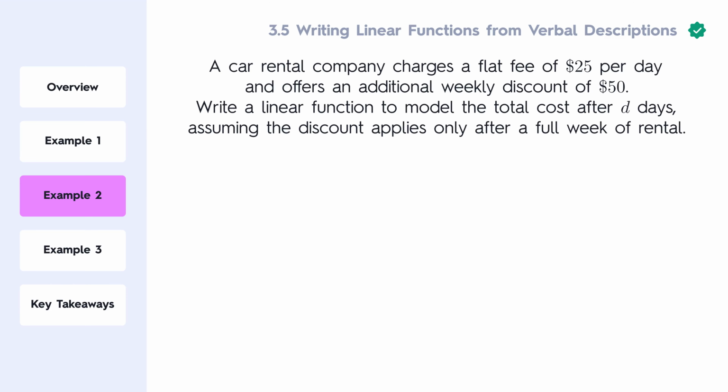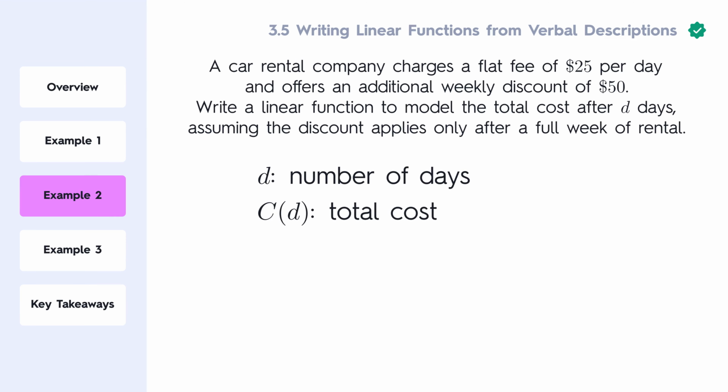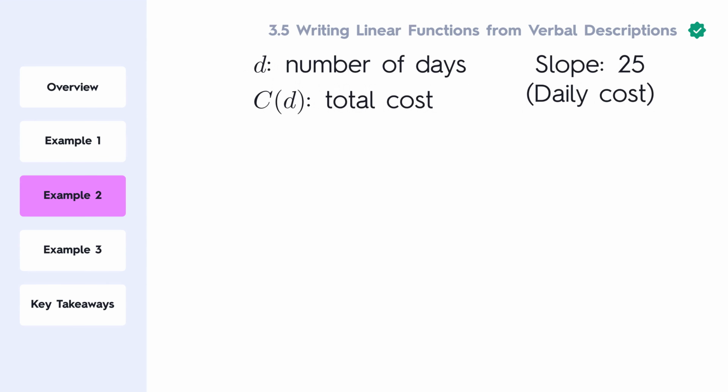Just like in the first example, we start by defining the variables. D represents the number of days you rent the car, and C of D represents the total cost after D days. The daily rate is $25 per day, so the slope of our function is $25. This represents how much the total cost increases per day.